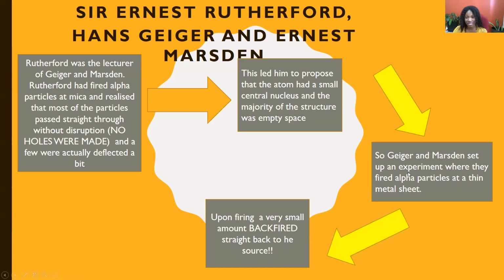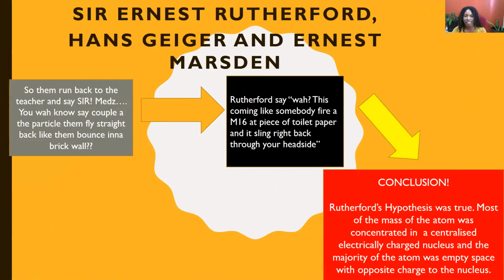All right, so Hans Geiger and Ernest Marsden, who were his students, set up an experiment where they fired alpha particles at a thin metal sheet. Upon firing them, they realized that some of them actually backfired towards them. And so they ran to their teacher and they said, "Sir, there is something very weird that is happening." And he said to them, "This seems so unreal. That would be almost like if I fired an M16 at a piece of toilet paper and the bullet started ricocheting back to you." And so his hypothesis was actually true. Most of the atom is concentrated in a centralized electrically charged nucleus, and the majority of the atom is actually empty space.